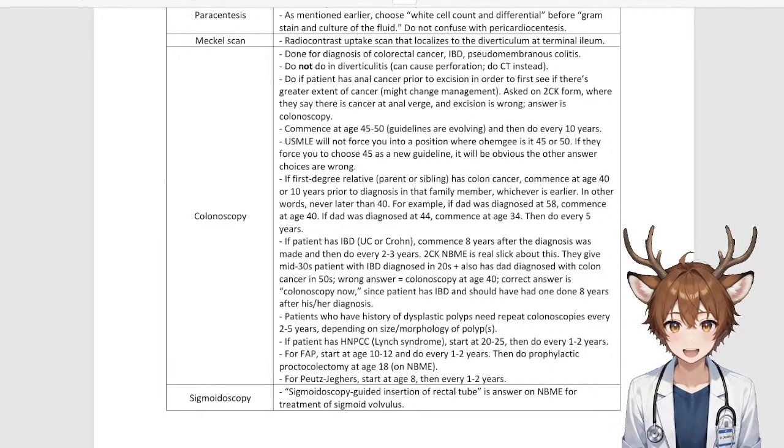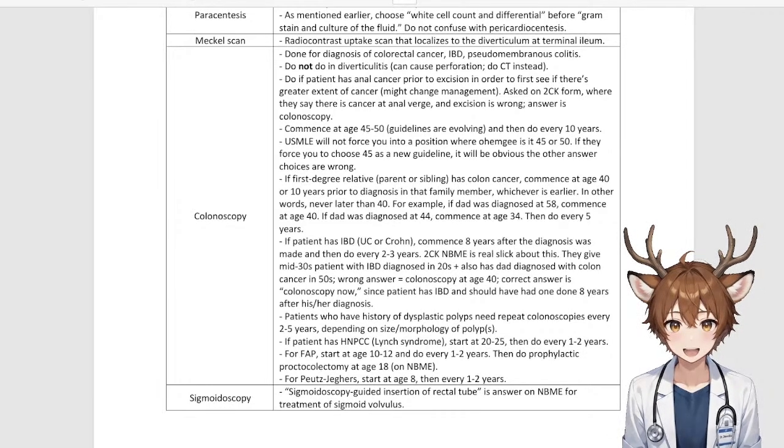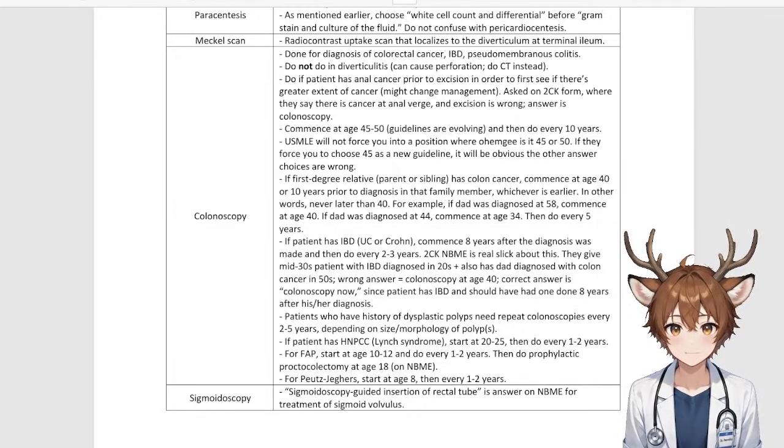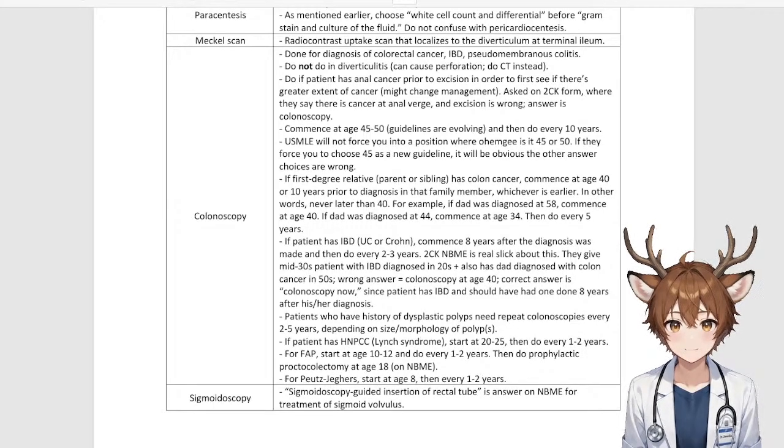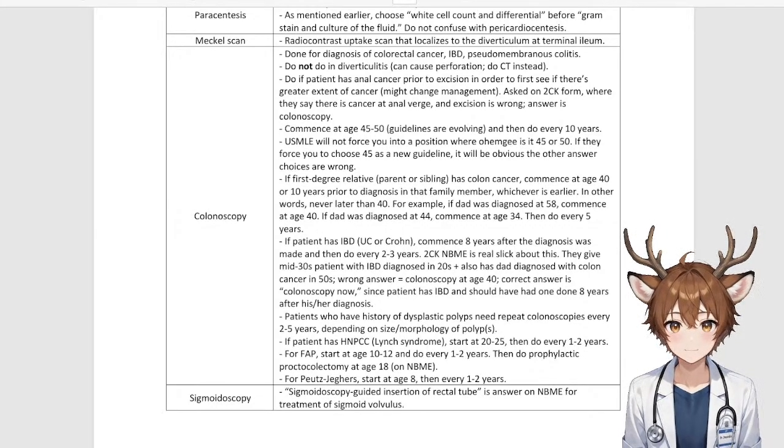If the patient has IBD, ulcerative colitis, or Crohn's disease, commence 8 years after the diagnosis was made, and then do every 2 to 3 years. 2CK NBME is real slick about this. They give a mid-30s patient with IBD diagnosed in their 20s, who also has a dad diagnosed with colon cancer in his 50s. The wrong answer would be colonoscopy at age 40. The correct answer is colonoscopy now, since the patient has IBD and should have had one 8 years after diagnosis.